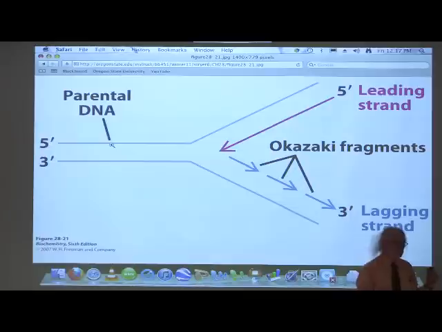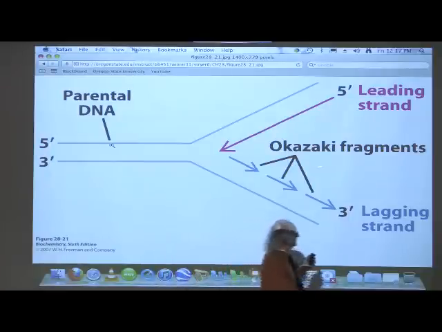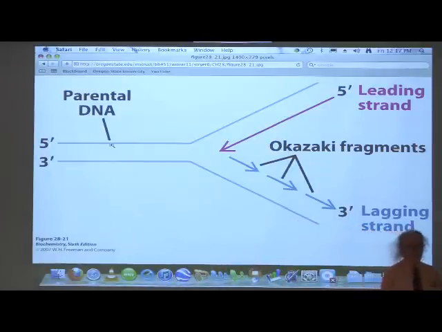Okay? Now, this means that the two strands of DNA, this DNA molecule that I'm describing to you, are made in fundamentally different ways. One piece is made completely intact. It starts, replication proceeds, and everybody's happy. All right? The other one is made in pieces. Those pieces are called Okazaki fragments. They're named for the person who discovered them.